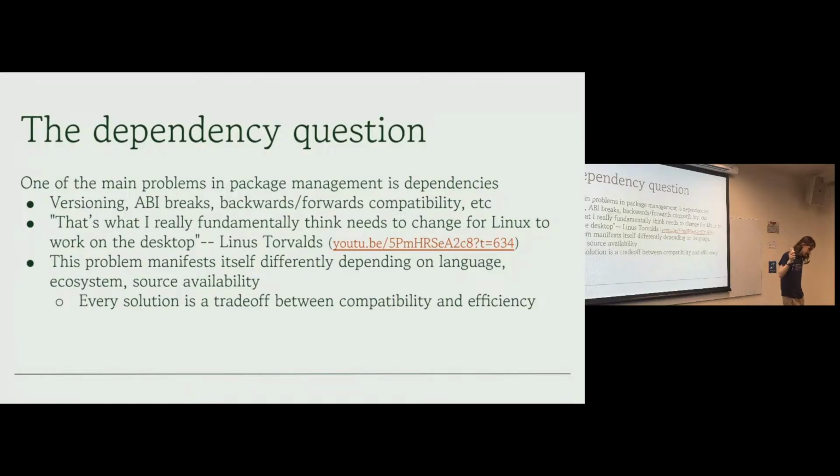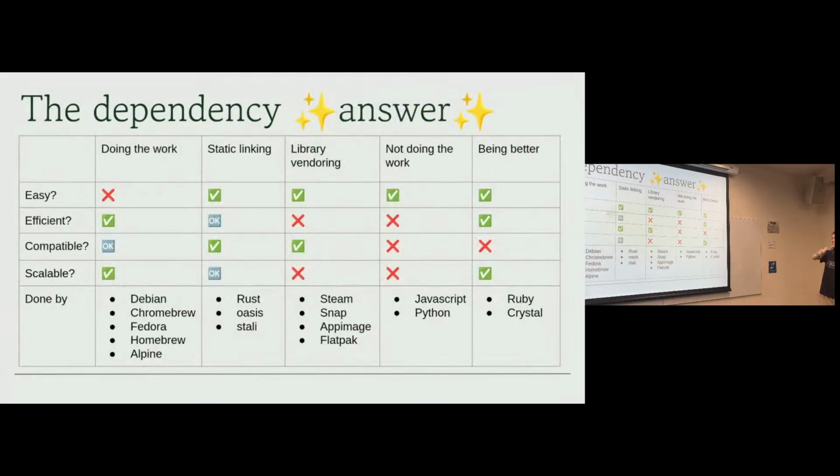Let's take a look now at some of those solutions arranged nicely in a table. Table, seen here. So, first up, we have doing the work. This is what a normal package manager does. You just install the dependencies system-wide, and if they break, you fix them. You get ABI compatibility. Is it easy? No. Is it efficient? Yes. Is it compatible? Does it work? I mean, most of the time. Is it scalable? Yes.